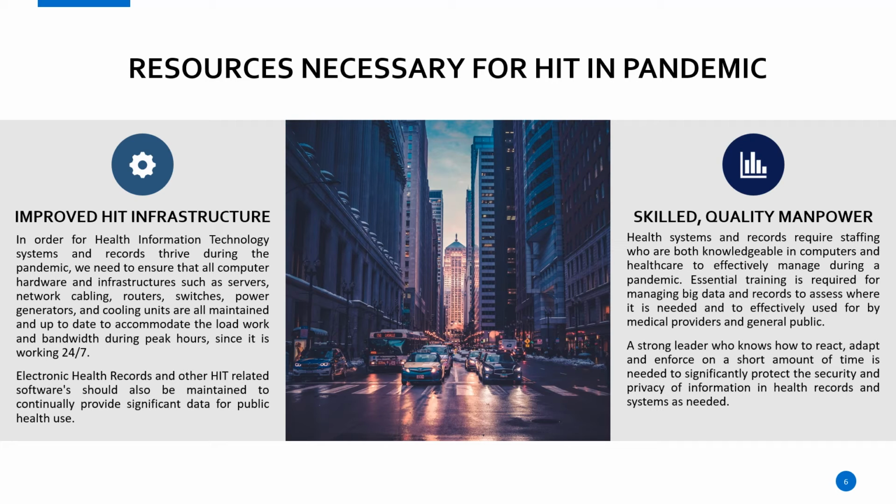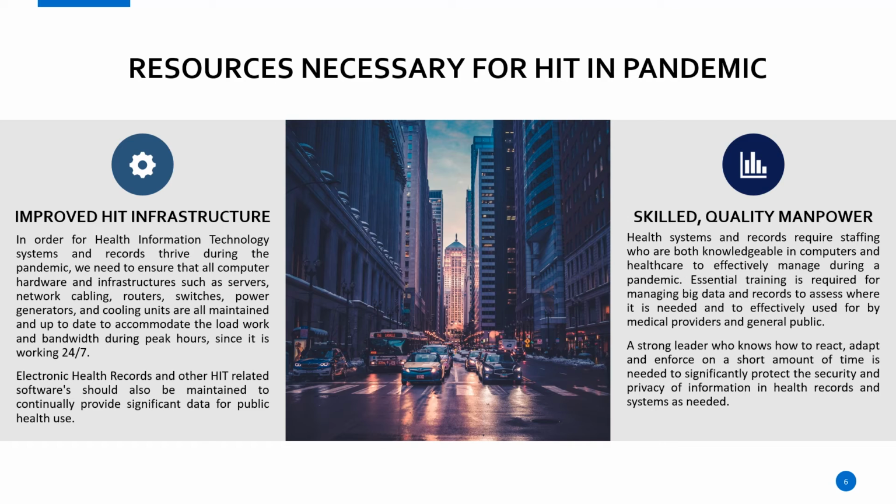The first one is improving the HIT infrastructure. In order for health information technology systems and records to thrive during the pandemic, we need to ensure that all computer hardware and infrastructures such as servers, network cabling, routers, switches, power generators, and cooling units are all maintained and up to date to accommodate the load work and bandwidth during peak hours, since it is working 24/7. Electronic health records and other HIT-related software should also be maintained to continually provide significant data for public health use.